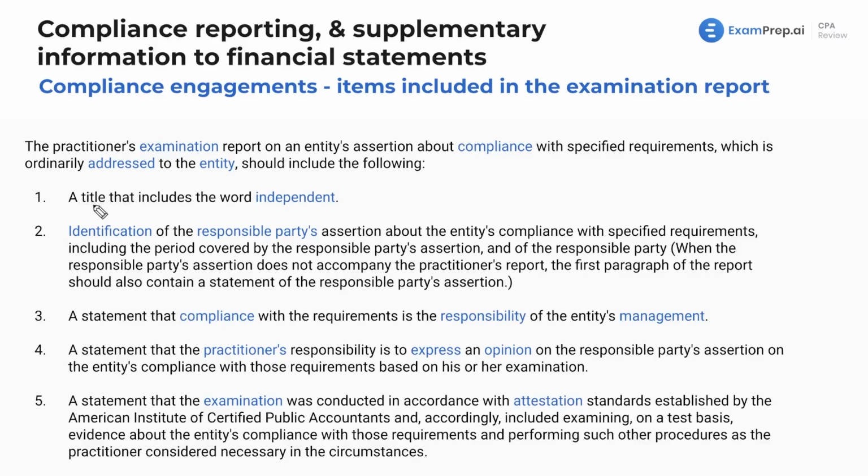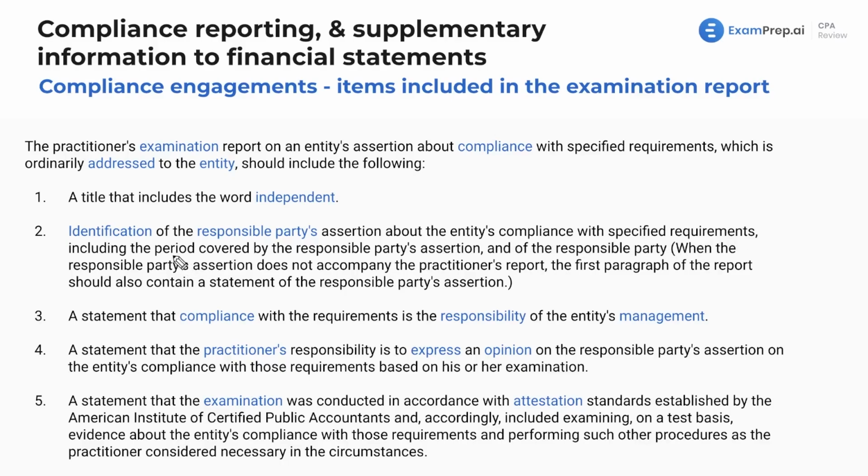Well, we're going to include a title that includes the word independent. We want to make sure we're independent. If we're providing any level of assurance, we are independent. Remember that? We are going to include the identification of the responsible party's assertion about the entity's compliance with specified requirements, including the period covered.